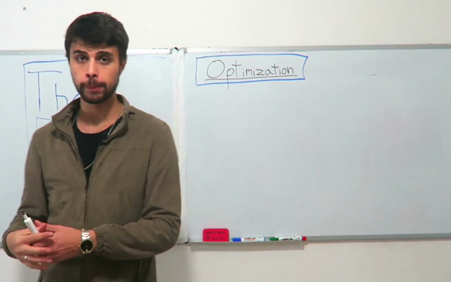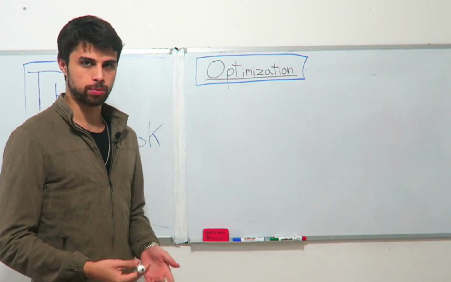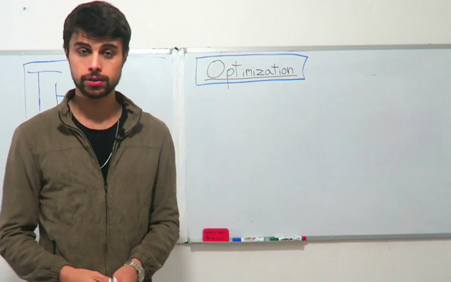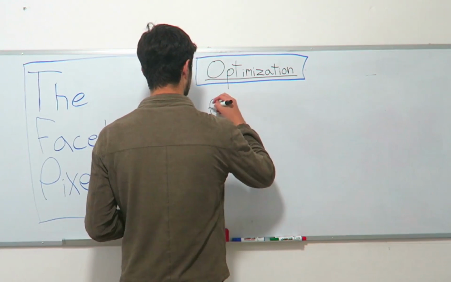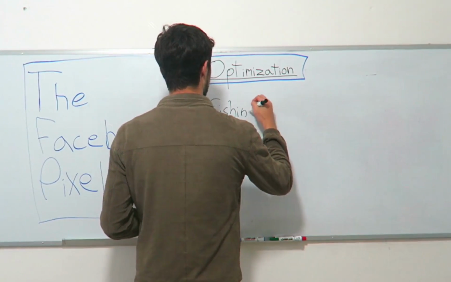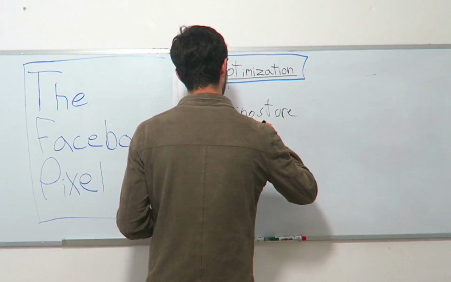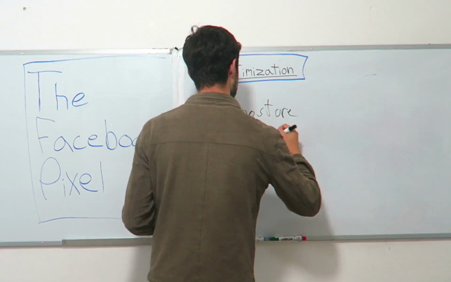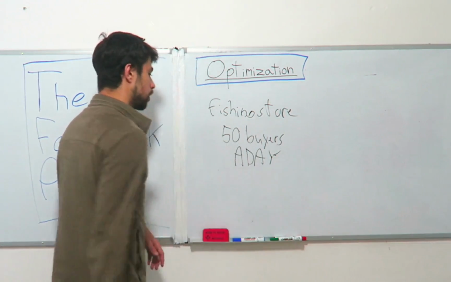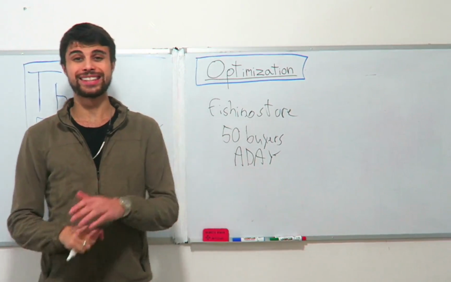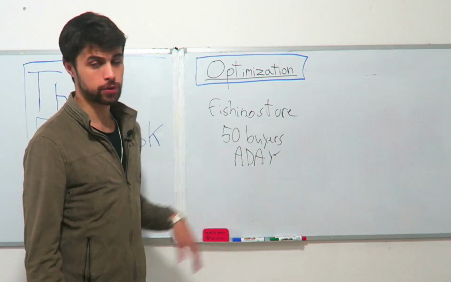Now, I know I explained that before, but I'm not talking about that. I'm talking about eventually what is the Facebook pixel. The Facebook pixel gathers data, right? So let's say you have a fishing store, and you're getting 50 buyers a day. Now, you can agree with me that the 50 people that buy in a fishing store are pretty similar.